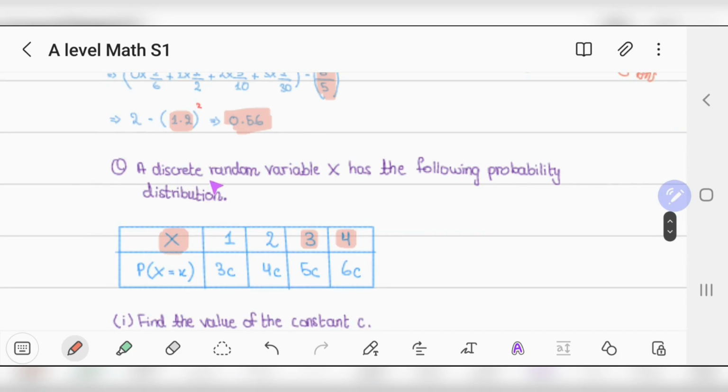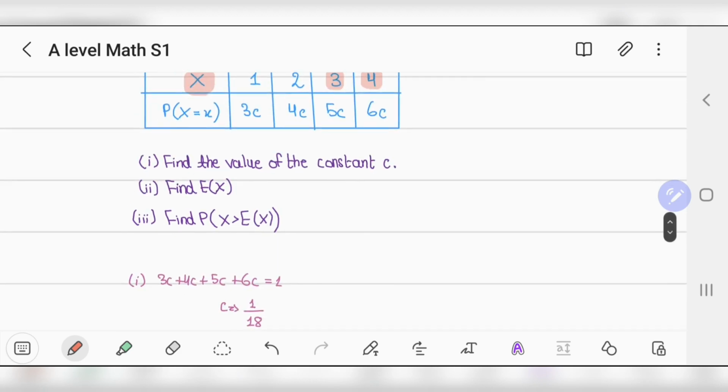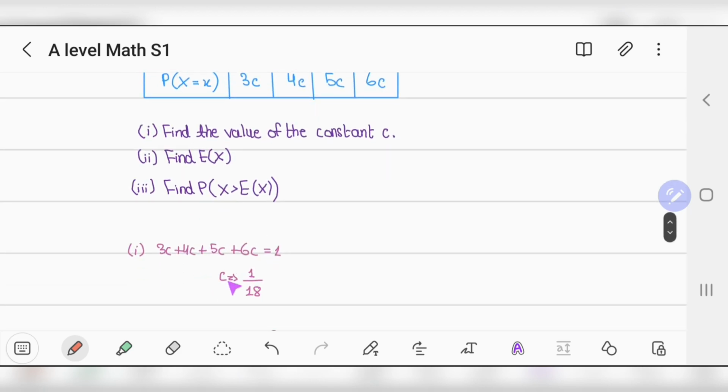Second question is, a discrete random variable x has the following probability distribution. This is the probability distribution. Find the value of the constant c. Okay, add all of them, and since they are equal to 1, we can just do like this. So it's 1 upon 18. Then find the mean. This is the mean.